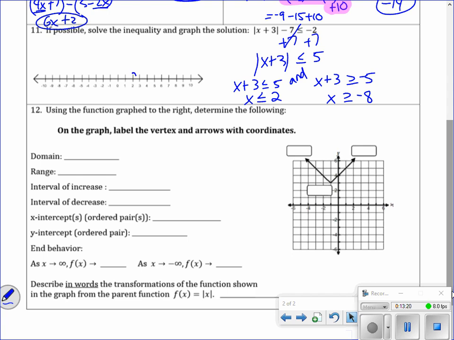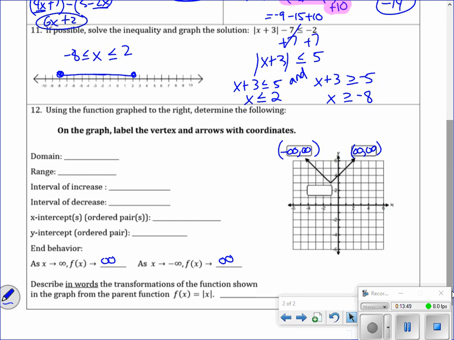Less than or equal to 2 comes this way. Greater than or equal to negative 8 comes that way. So you have one contained piece. Your answer is everything between negative 8 and 2. All right, last problem here. So again, just like the first problem, I'm going to label these. Infinity right side, infinity going up. This is left side, also going up. So you could go and do your end behavior. Both ends are going up. So both of these would be positive infinity.